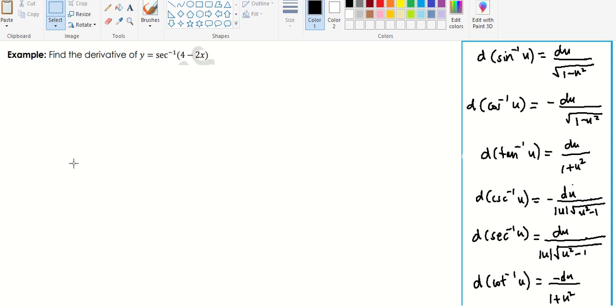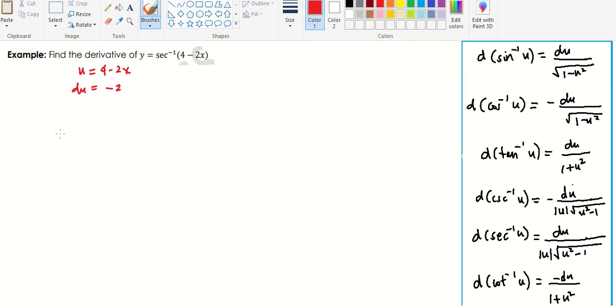Let's have another example. So we have the derivative of y equals arc secant of 4 minus 2x. All right. So again, let's find our u. In this case, our u here is 4 minus 2x. And du is, as you can see, we have a constant, so we have negative 2. Ayan, negative 2 na lang.